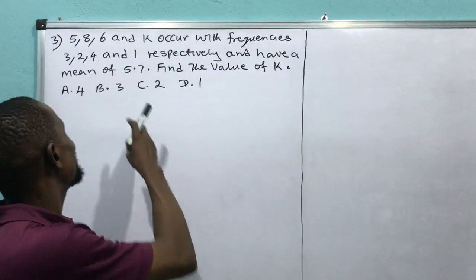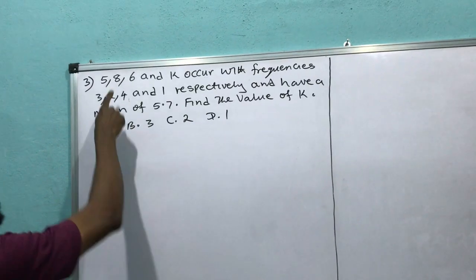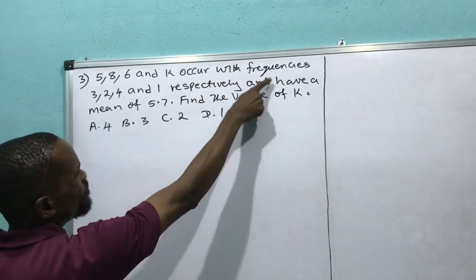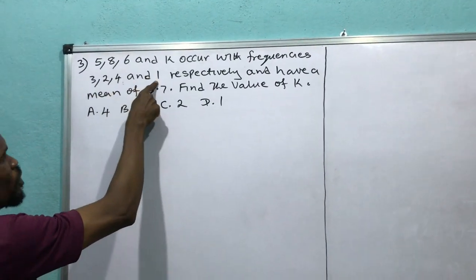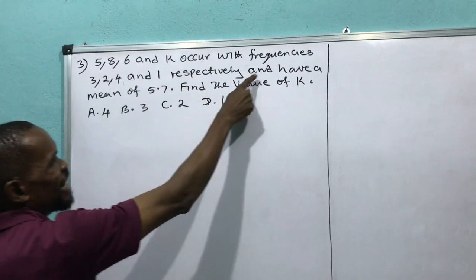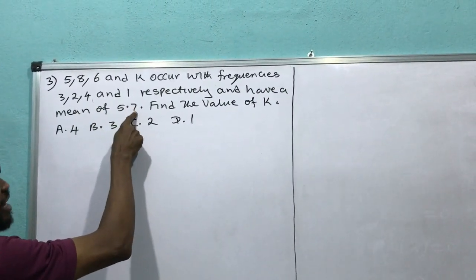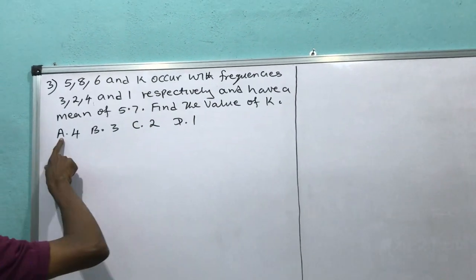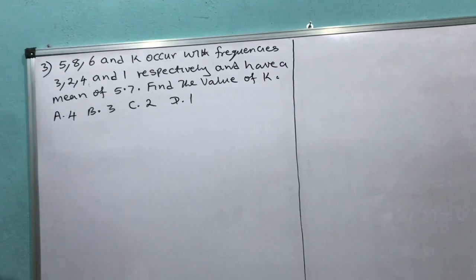Looking at the third question. The third question says 5, 8, 6, and K occur with frequencies 3, 2, 4, and 1 respectively, and they have a mean of 5.7. Find the value of K. Option A 4, option B 3, option C 2, and option D 1.